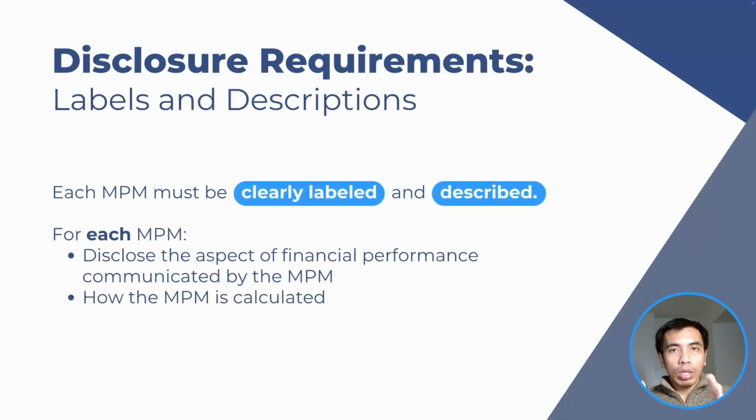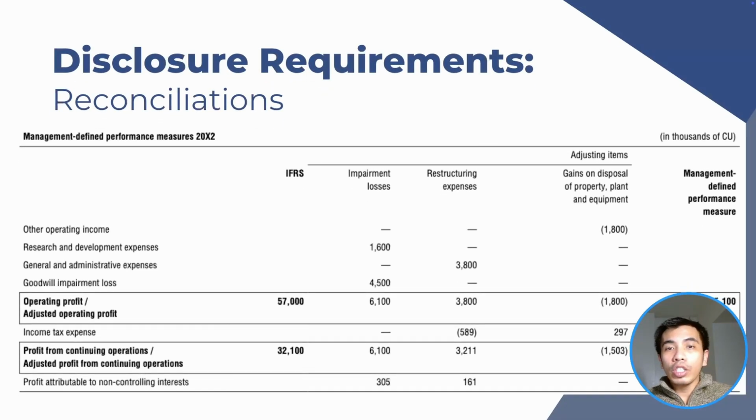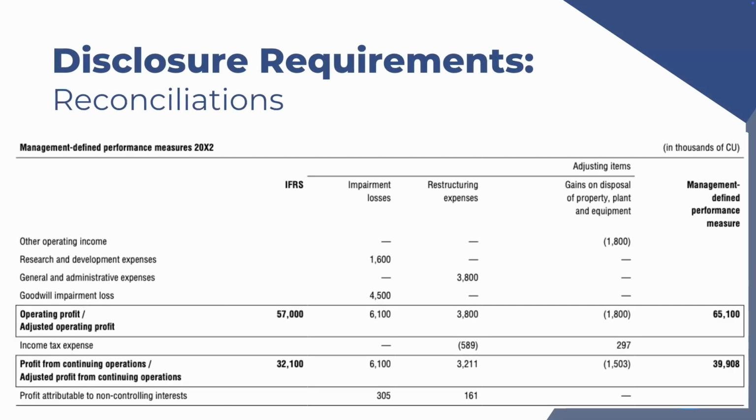So what are the descriptions that we need to put for each MPM? The previous ones were more general descriptions of management-defined performance measures, but each MPM must be clearly labeled and described. Number one, it must disclose the aspect of financial performance communicated by the MPM. Number two, it must disclose the calculation methodology, ensuring users understand exactly how the MPM is calculated. Lastly, each MPM must be reconciled to the most directly comparable IFRS-defined subtotal or total. This ensures that adjustments made to derive the MPM are fully transparent and that users of the financial statements will be able to follow how the MPM was computed in relation to the other parts of the financial statements.